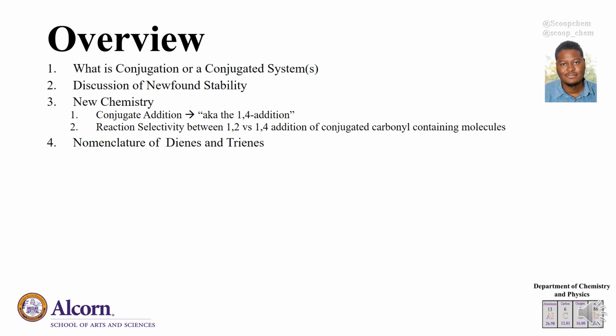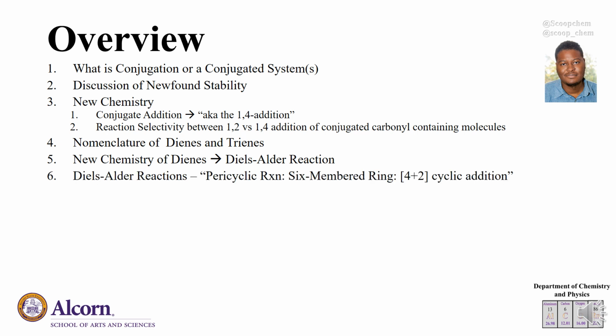All right, we'll discuss nomenclature of dienes and trienes. We'll talk about the new reaction chemistry of dienes, the very important Diels-Alder reaction. The Diels-Alder reaction is a pericyclic reaction. It's known for preparing 6-member rings. It's also classically referred to as the 4+2 cycloaddition.